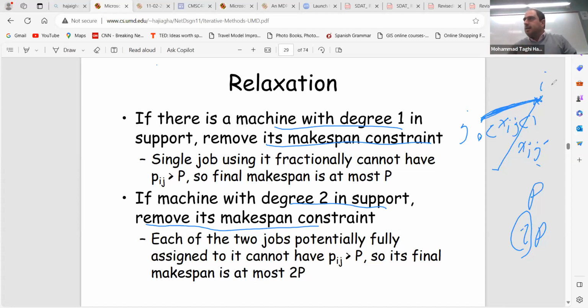You can remove these constraints for the 2 guys. But note that we are losing in terms of approximation factor, and that's essentially the best you can do. A factor 2 is the best you can do unless P equals NP, if I remember correctly, for this problem. So you will do this. Now let's continue.